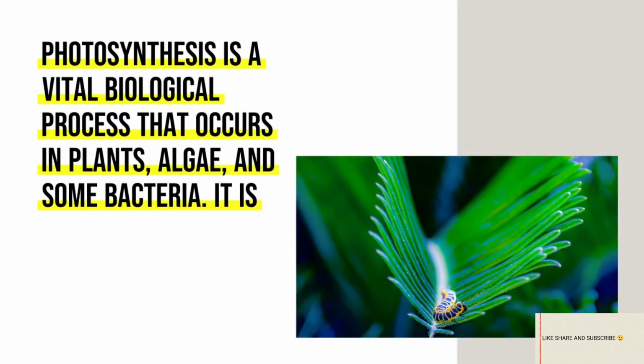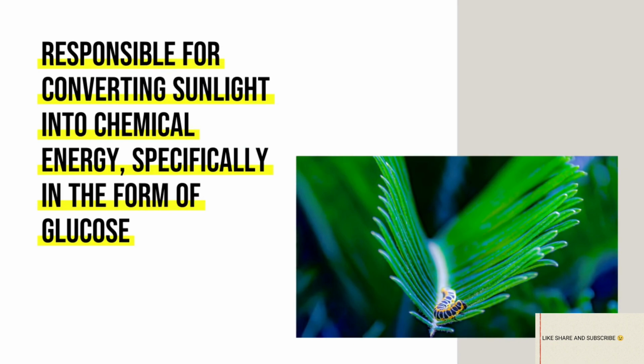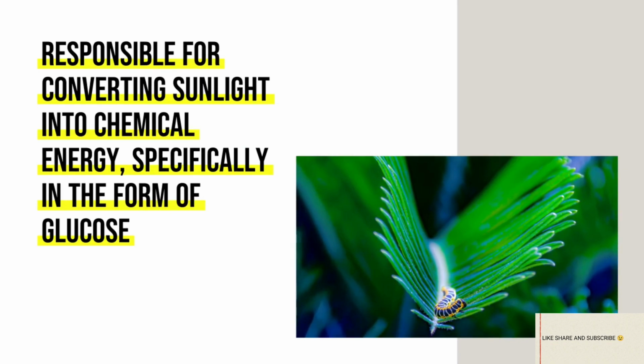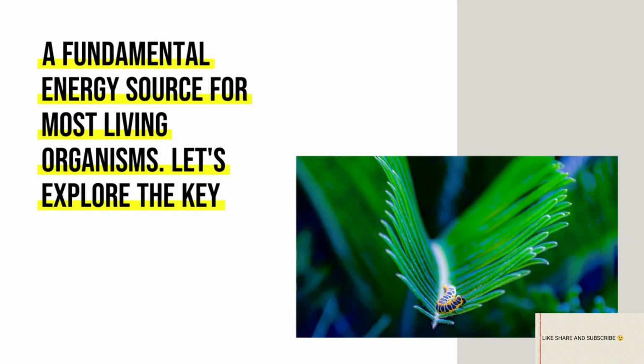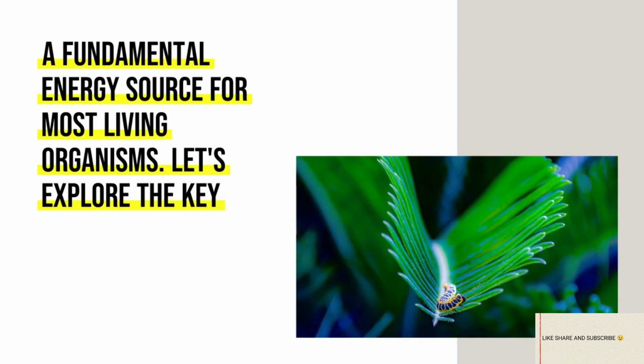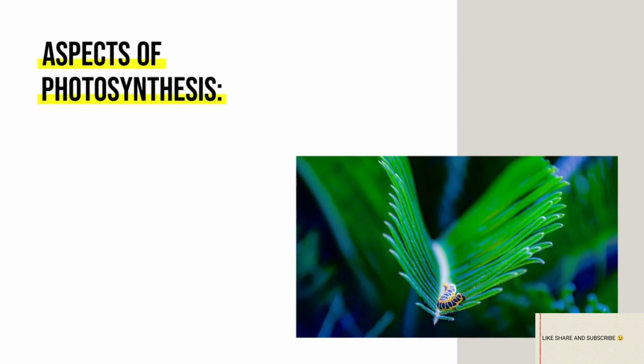Photosynthesis is a vital biological process that occurs in plants, algae, and some bacteria. It is responsible for converting sunlight into chemical energy, specifically in the form of glucose, a type of sugar. This process sustains life on Earth by producing oxygen and providing a fundamental energy source for most living organisms. Let's explore the key aspects of photosynthesis.